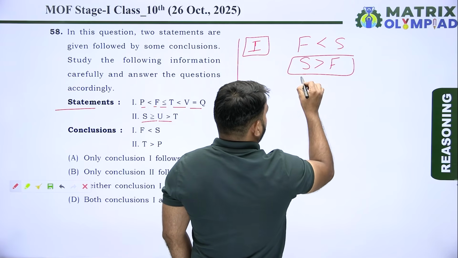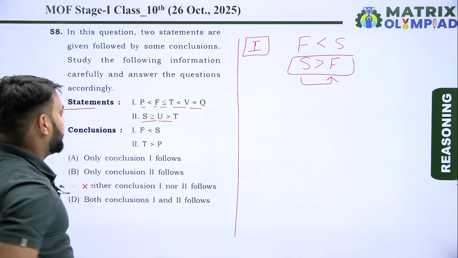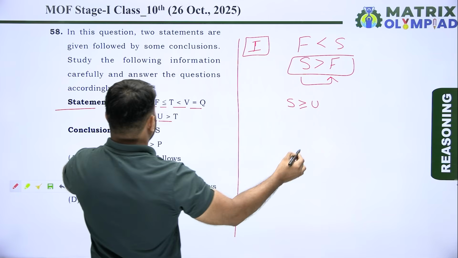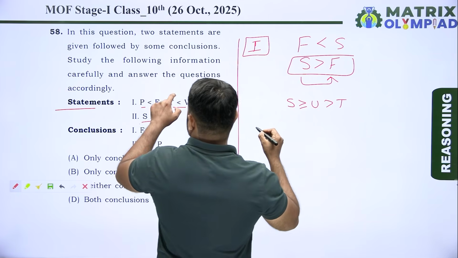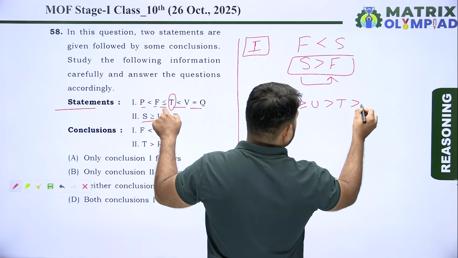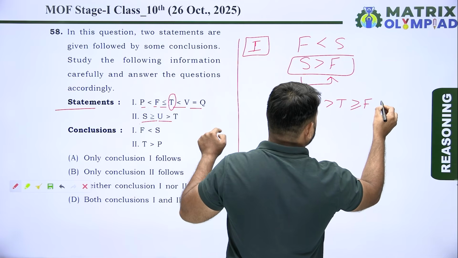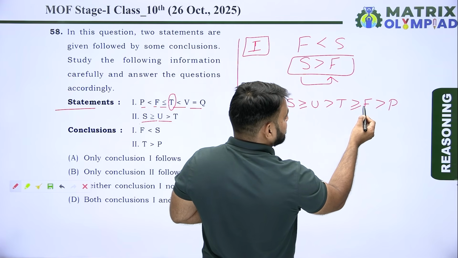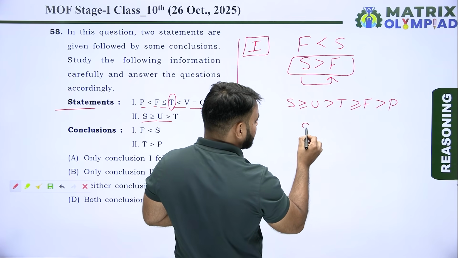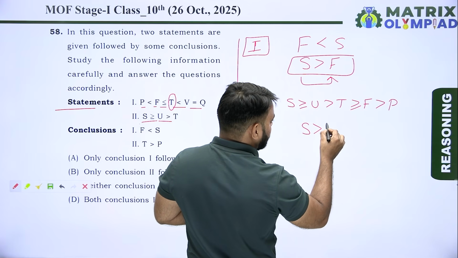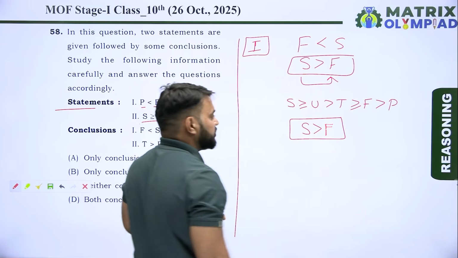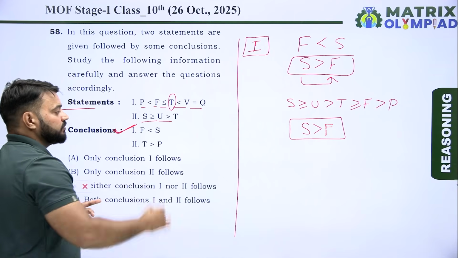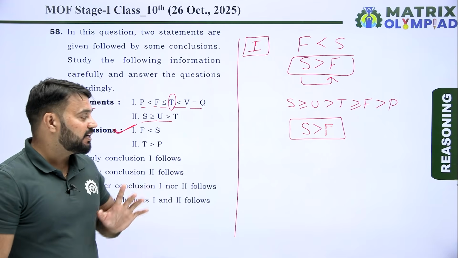So S to F मूव करना है स्टेटमेंट के अकॉर्डिंग. सो S is greater than equals to U, U is greater than T. So now T is greater than equals to F and F is greater than P. S U से बड़ा है, U T से बड़ा है, T F से बड़ा है, F P से बड़ा है. So S is definitely greater than F according to given information. So here conclusion first is definitely true. Conclusion first definitely true होगा.